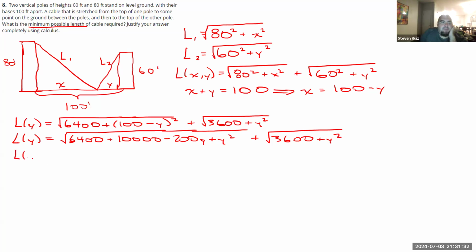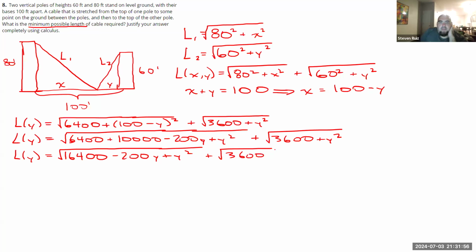So does that radical simplify for me at all? So L of y equals the square root of 16,400 minus 200y plus y squared plus the square root of 3,600 plus y squared. So I have an objective function.